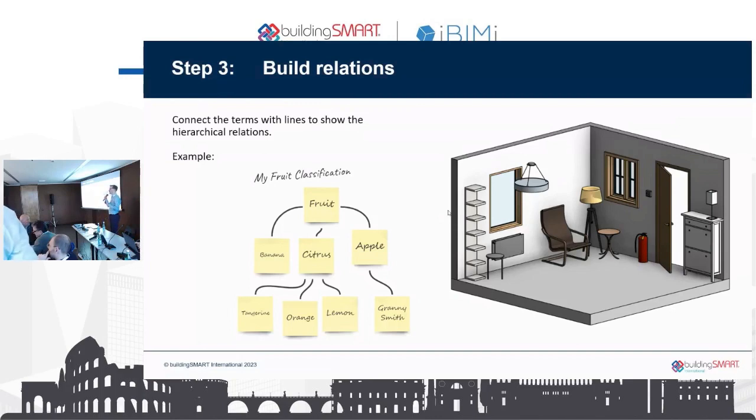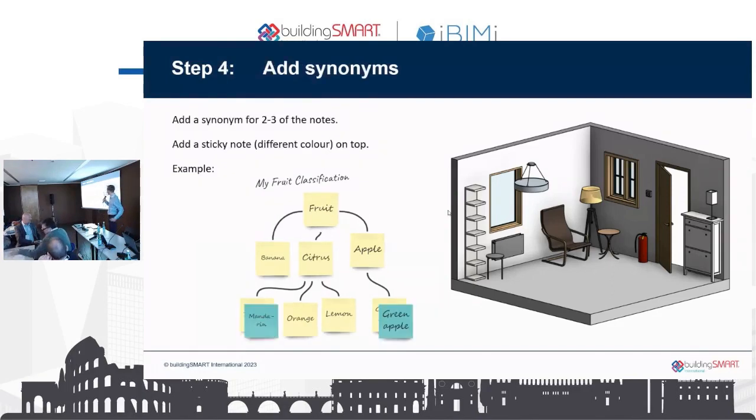I will show the next step. But you can always continue on the previous ones and ask questions if you need it. But the next step is to add synonyms. So now, don't do it for all of them, just try maybe 2 concepts that you defined. Add a sticky note with a synonym of one or 2 of those concepts, and just put it on top of the existing one.